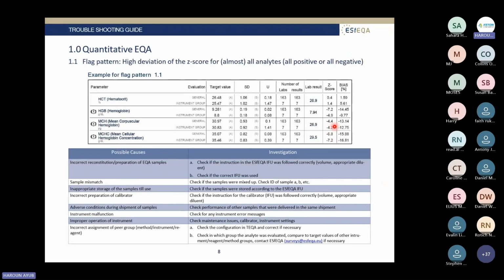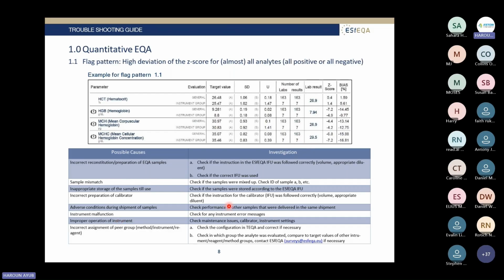But remember, if our HB had a Z-score of -7.2, but in our instrument group our Z-score was -0.4, there will be no mark here. Why? Instrument group is the best group to characterize your grouping or your instrument. So even if general failed, you will not get a failure. Remember the hierarchy that we drew? The instrument, method, reagent, instrument method, and then general. MCH, there is a fail, and so on.